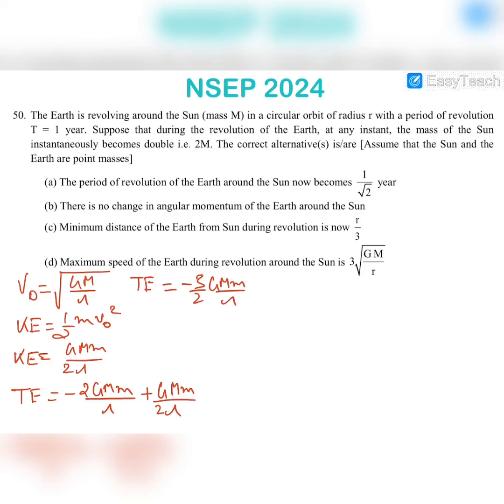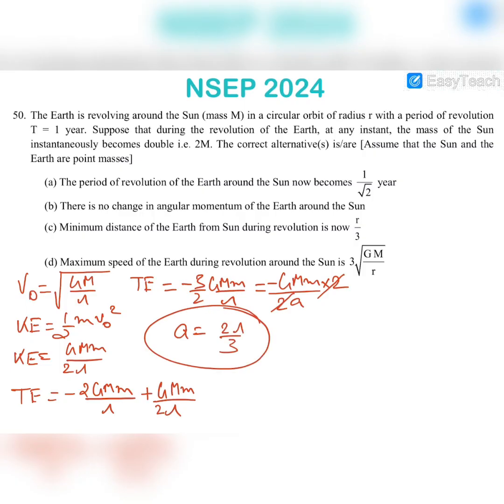Now we know that if suddenly at that instant the magnitude of potential energy is doubled, then this particle will leave the circular path and will transit into an elliptical path. And we know that in an elliptical path the total energy is minus GMm upon 2a, where a is the semi major axis, and the mass of the sun is also twice, so there will be a 2 here also. So cancelling this 2 with 2, the semi major axis is 2r by 3.